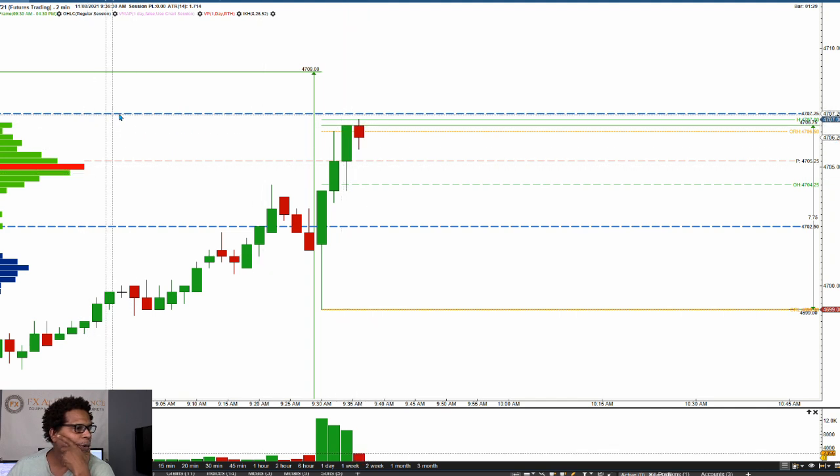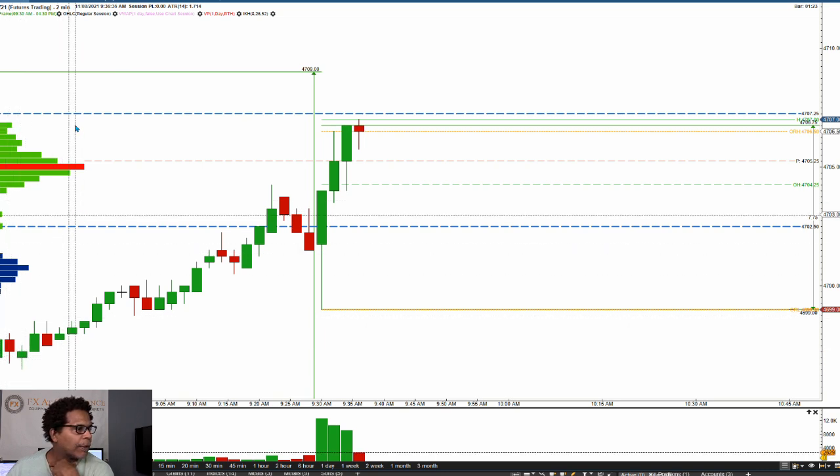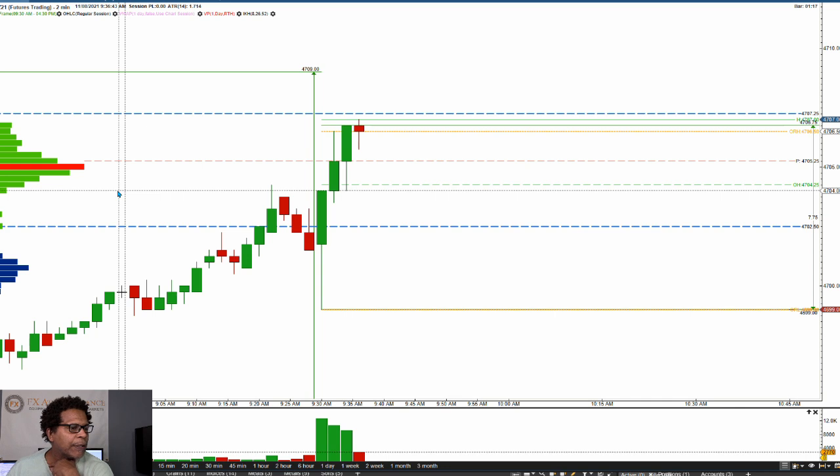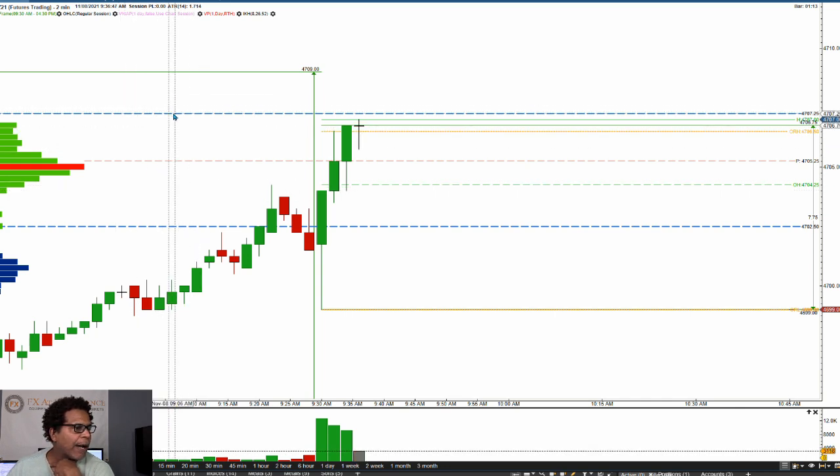So this is the overall high and low of the VP. And we're right at this level right here, pushed up against that point. This is the value area high, POC.